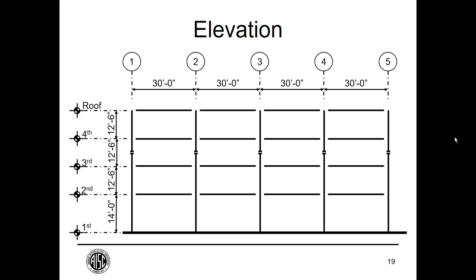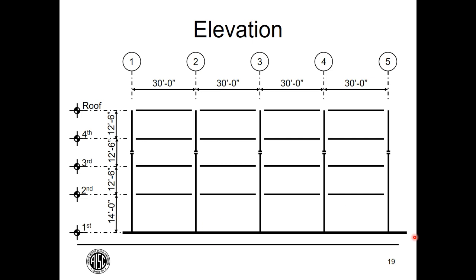In the long direction, this is the elevation that we have. We have 30-foot bays, and typical floor heights are 12.5 feet with a 14-foot floor at the first floor.